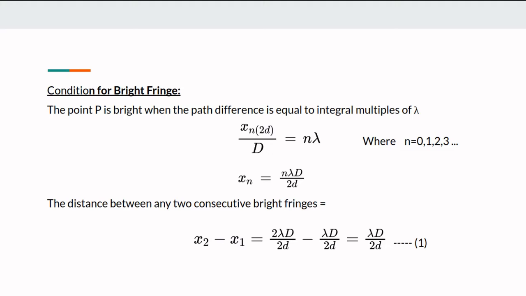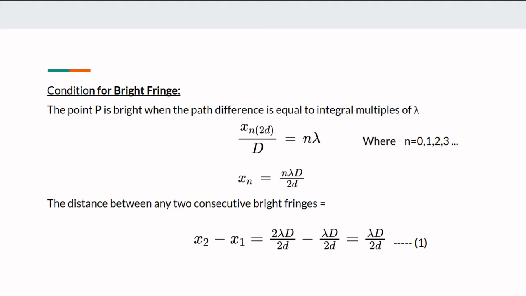The point P is bright when the path difference is equal to integral multiples of lambda. By the superposition principle, from previous classes, when two waves having the same frequency and constant phase difference superimpose each other, the maximum intensity is produced when path difference is equal to n lambda or phase difference of 2n pi. Therefore, if the nth fringe is formed at a distance xn from the center, then xn into 2d by D is equal to n lambda, or xn is equal to n lambda capital D by 2d, where n is equal to 0, 1, 2, 3 and so on.